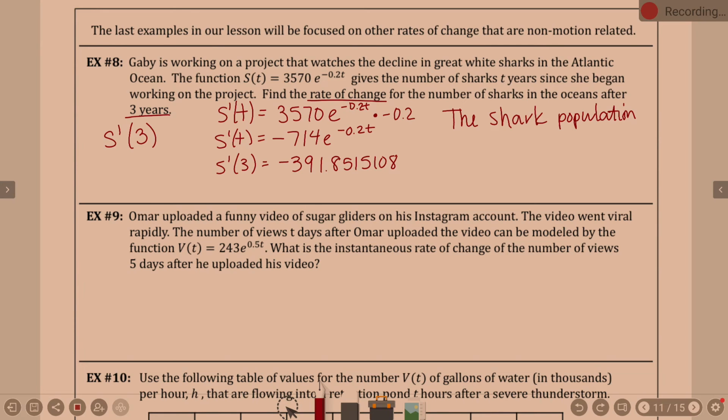At this point, it's about 392 sharks. And when is this? After 3 years. So we could have said after 3 years. I didn't start that way, but I'm going to say the shark population is declining at a rate of 392 sharks after 3 years.